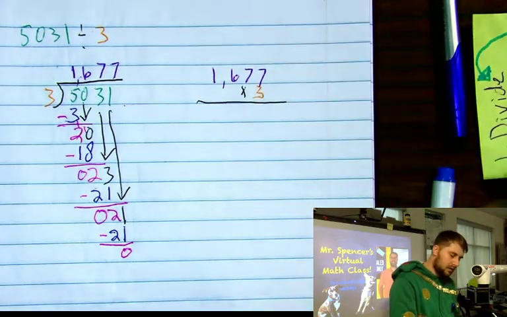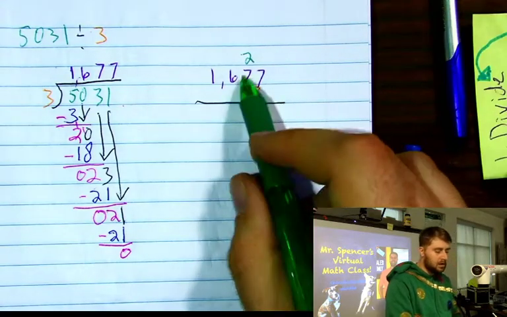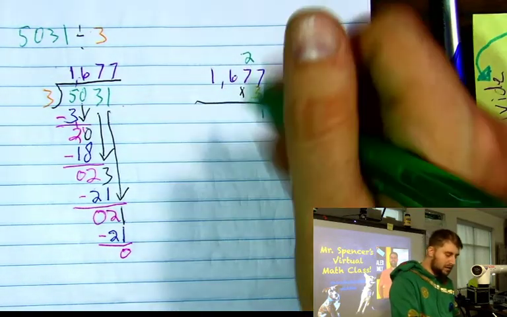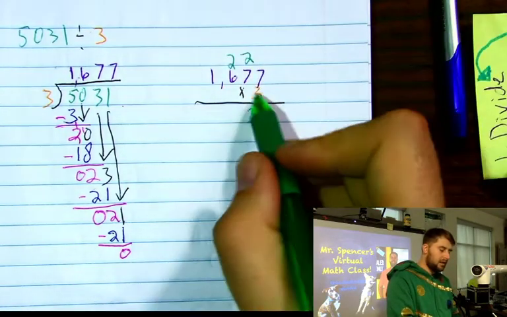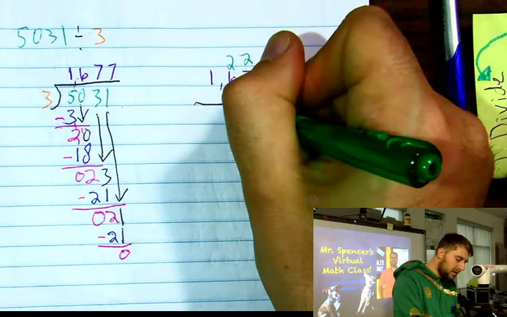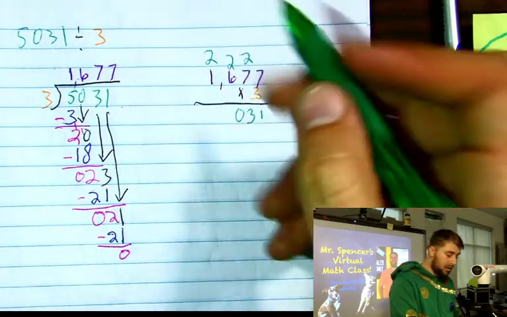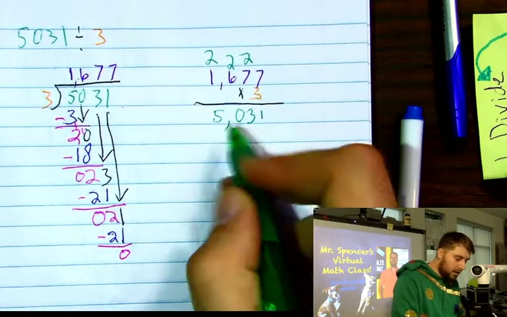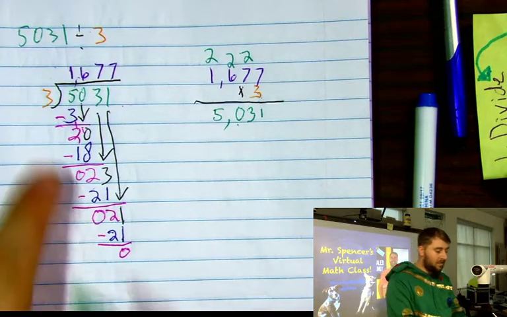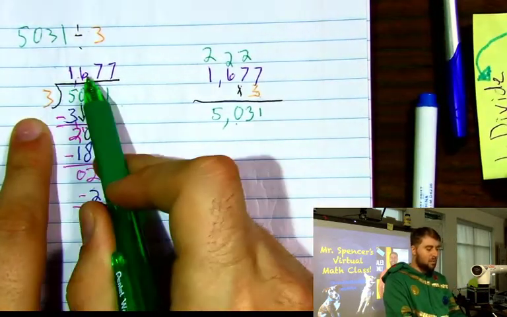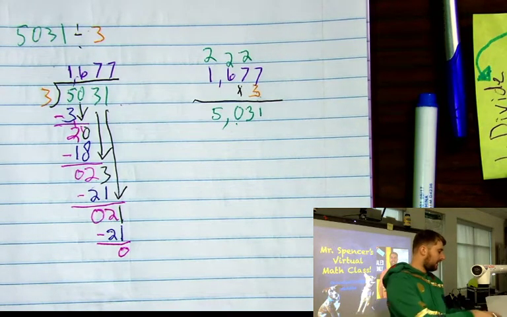7 times 3 is 21. 1 down there. Regroup the 2. 7 times 3 is 21 plus 2 more is 23. 3 in the tens place. Regroup the 2. 3 times 6 is 18 plus 2 more is 20. Regroup our 2 again. And 3 times 1 is 3 plus 2 more is 5. Now, our solution there is what we started with. That's the same. So that means our answer to 5,031 divided by 3 is 1,677. Awesome. I love it.